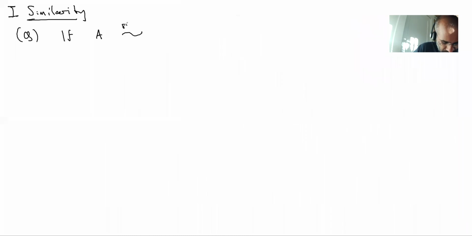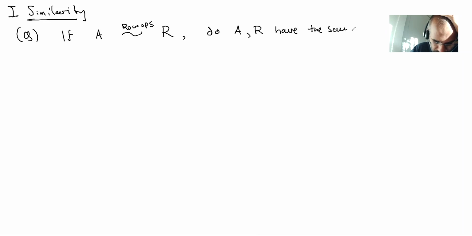Okay, so similarity. Before I tell you what similarity is, let me ask you a warm-up question. If A is row equivalent to some matrix R, do A and R have the same eigenvalues? So far, row reduction has been this very nice process that preserves solutions of linear systems, preserves a bunch of other properties. Does it preserve eigenvalues?